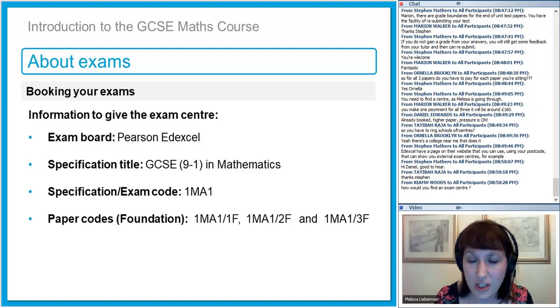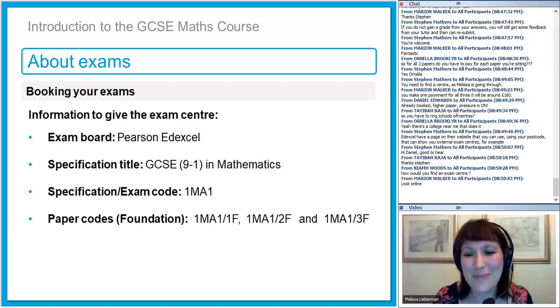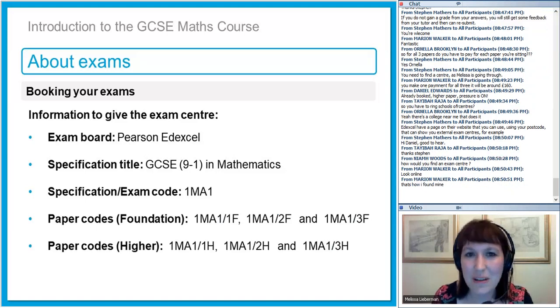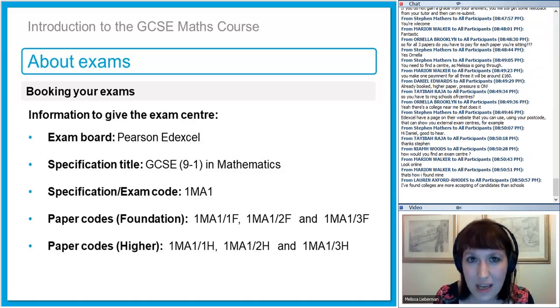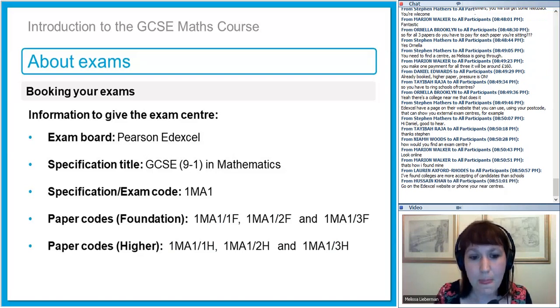So the paper codes for foundation are 1MA11F, 1MA12F and 1MA13F. So just the code with 1F, 2F and 3F. Similarly for higher tier, same codes but with an H instead of an F, and you'll need to give those paper codes. And you must do either all 3 papers at foundation tier or all 3 papers at higher tier.